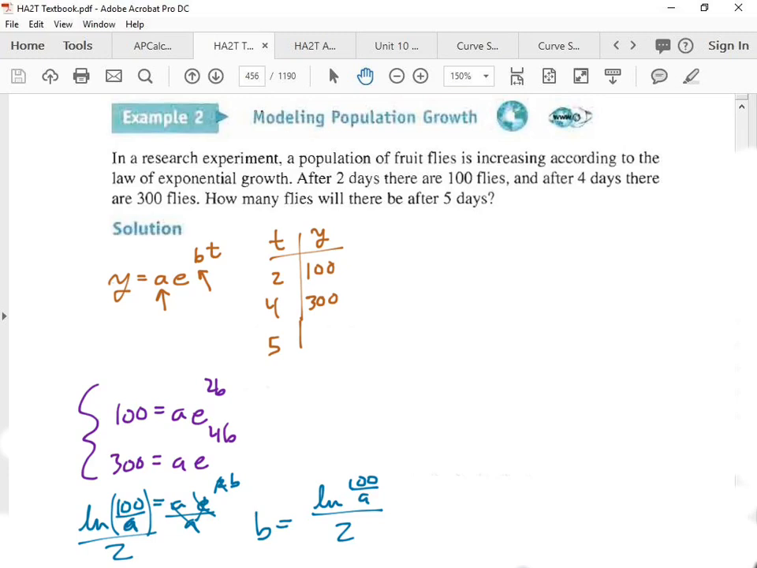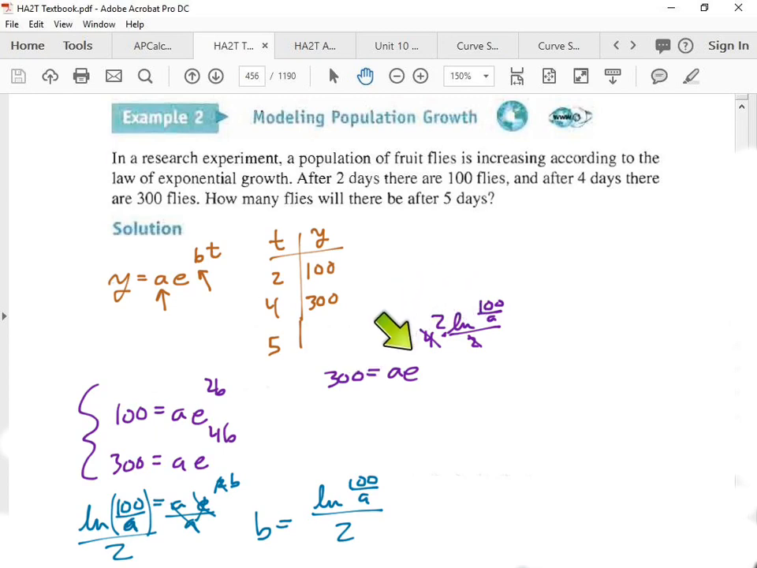So that means I'm going to take this other equation and plug B into it. So I have 300 equals A e to the 4 times, oh man, this is hideous, times natural log of 100 divided by A, divided by 2. If I multiply those, that 4 goes away, that 2 goes away, the 4 becomes a 2, and it's right next to that natural log. No, the A is not gone. It's underneath the 100. So I have an A here and an A here.